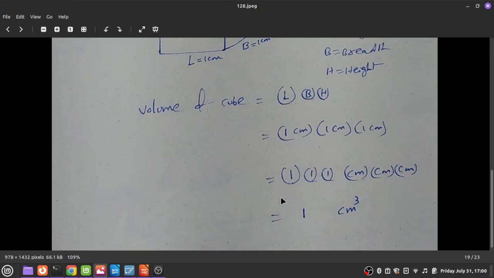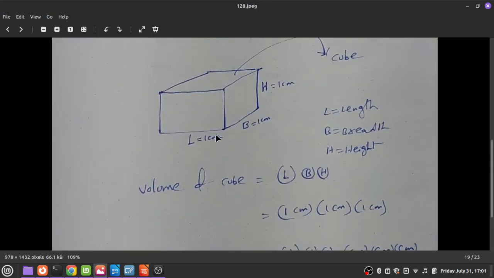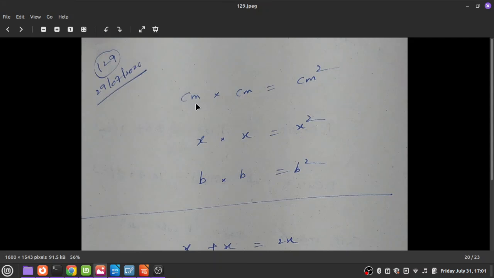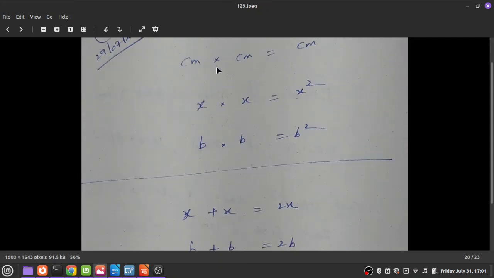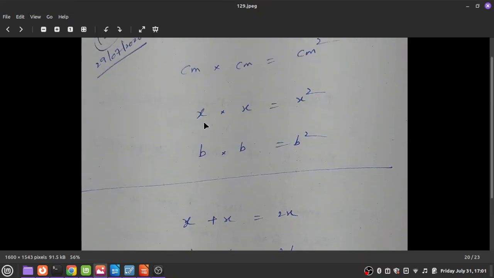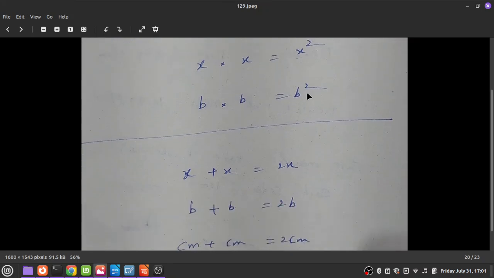1 centimeter cube means you have taken a cube whose length is 1 centimeter, breadth is 1 centimeter, height is 1 centimeter. Like that, centimeter multiplied by centimeter is equal to centimeter square. But in place of multiplication, if there is a plus sign, centimeter plus centimeter becomes 2 cm. If x into x is x square, but x plus x is 2x. b into b is b square, but b plus b is 2b.